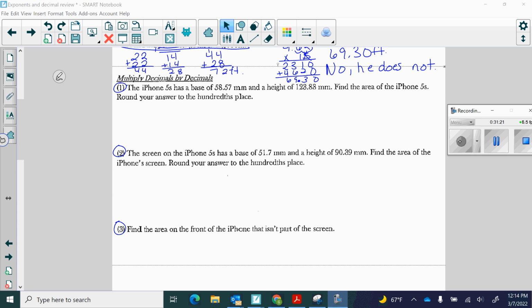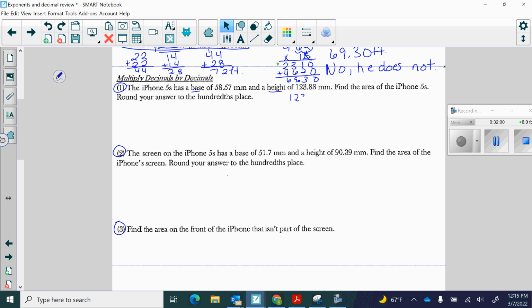All right, let's go over these 3 problems. The iPhone 5S has a base of 58.57 millimeters and a height of 123 and 83 hundredths millimeters. Find the area of the iPhone 5S. Round your answer to the hundredths place. So what is area? How much space it covers? And how do we find that? You multiply. Yes, length times width or base times height.